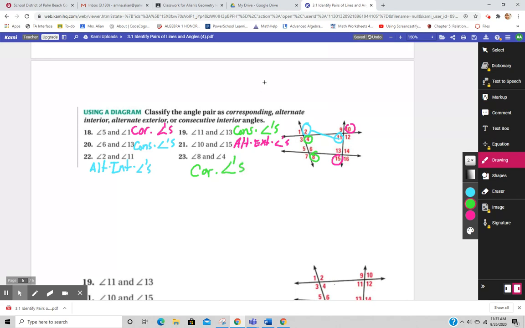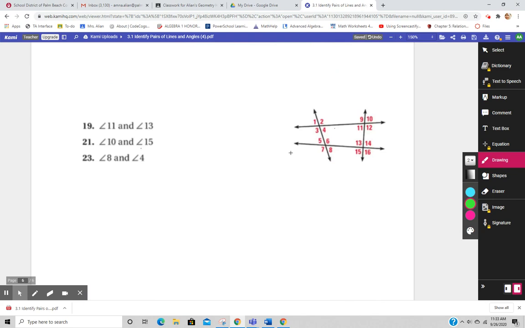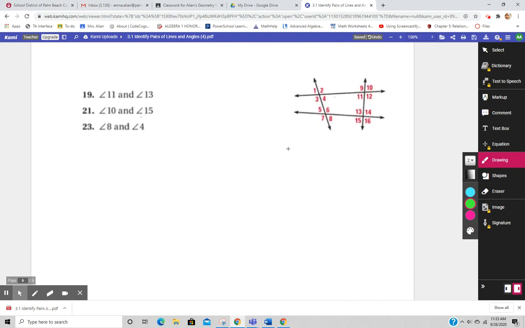Here's some more. You try these independently. And this concludes this lesson 1.3.